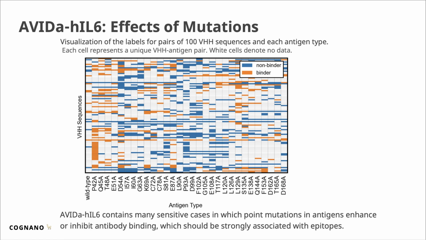As the COVID-19 pandemic has shown, viruses continuously evolve through mutation. Because such mutation can lead to profound changes in antibody binding, prediction of their effect is important in the development of therapeutic antibodies. This figure visualizes whether randomly selected VHHs bind to each antigen type or not. As a result, our dataset contains many sensitive cases in which point mutations enhance or inhibit antibody binding, providing valuable benchmarks for predicting the effect of antigen mutations on antibody binding.